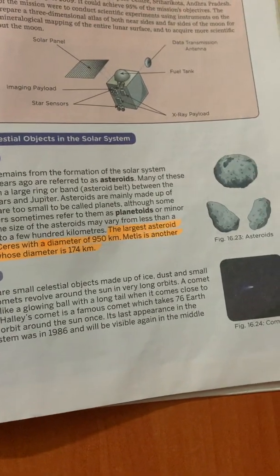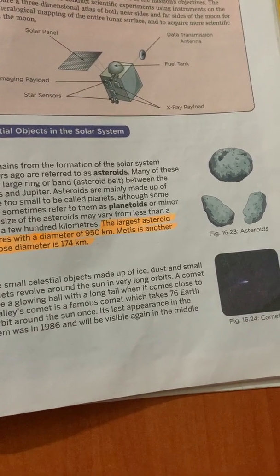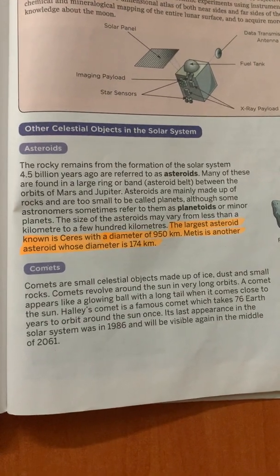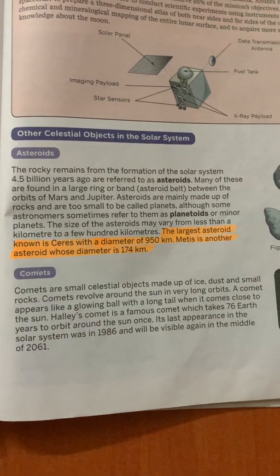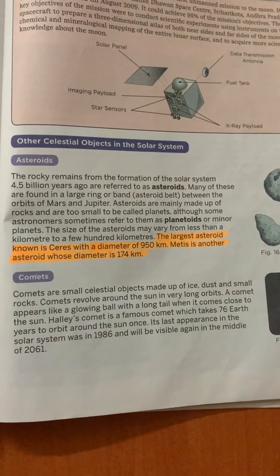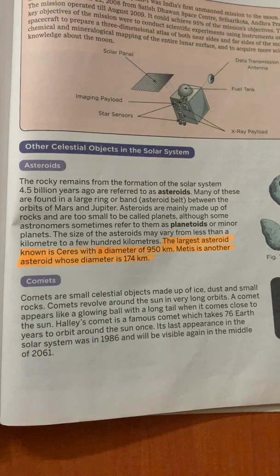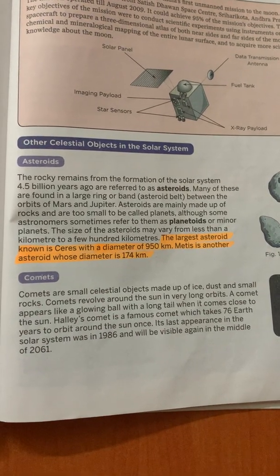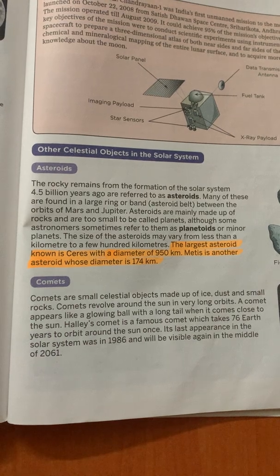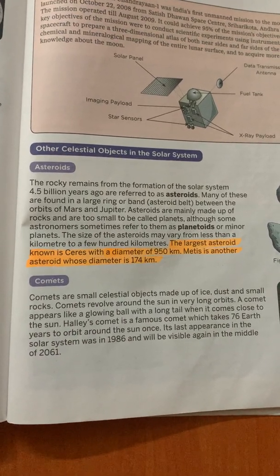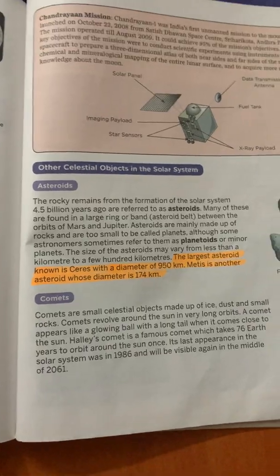Now what are comets? You might have experienced this type of phenomenon in the sky. Comets are small celestial objects made up of ice, dust and small rocks. They revolve around the sun in very long orbits. A comet appears like a glowing ball with a long tail. It comes very close to the sun. Halley's comet is the famous comet which takes 76 years to orbit around the sun once. Its last appearance was in 1986, and it might be visible again in the middle of 2061.